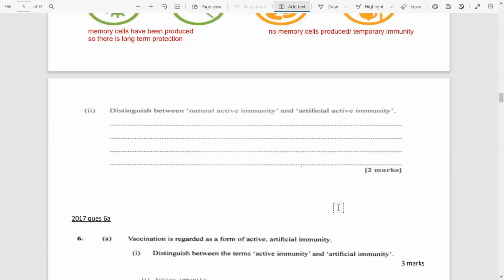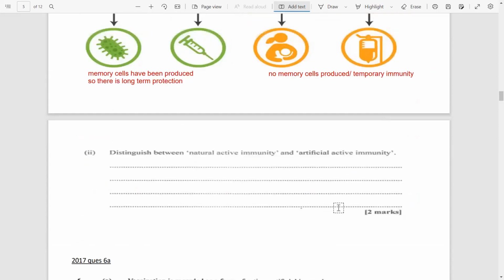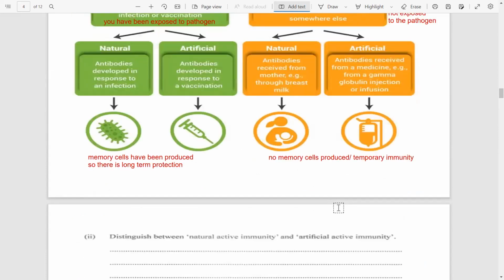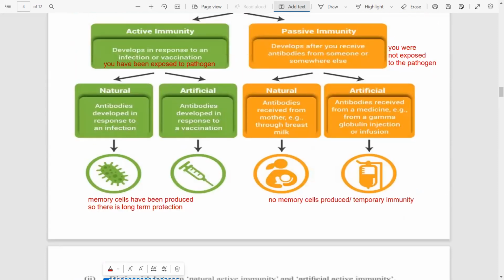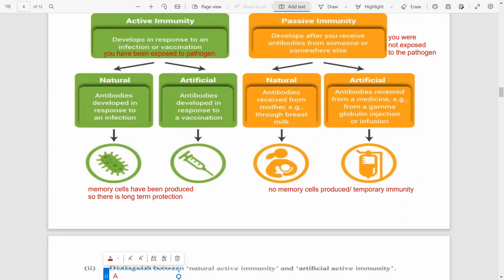So then you're asked to distinguish between natural active immunity and artificial active immunity. So we just spoke about natural active immunity. So antibodies develop in an individual after they have been exposed, after they got an infection.